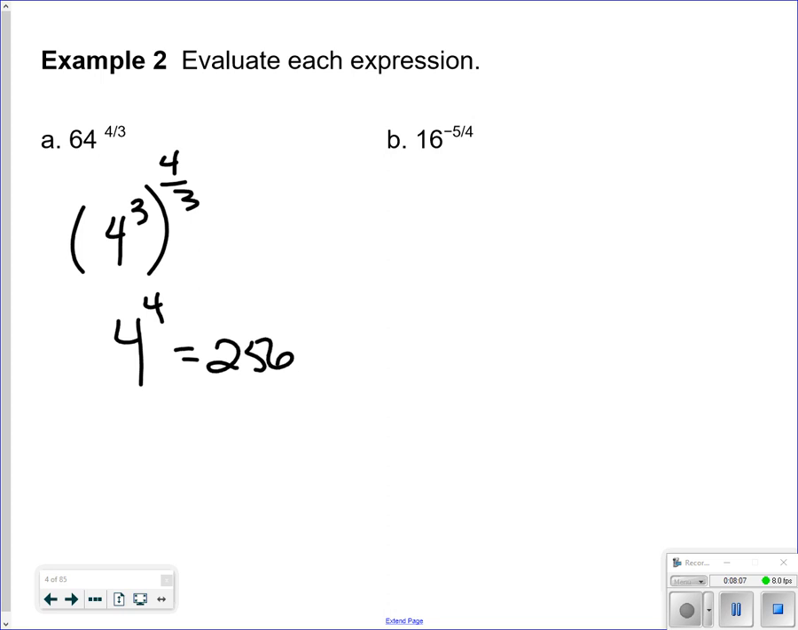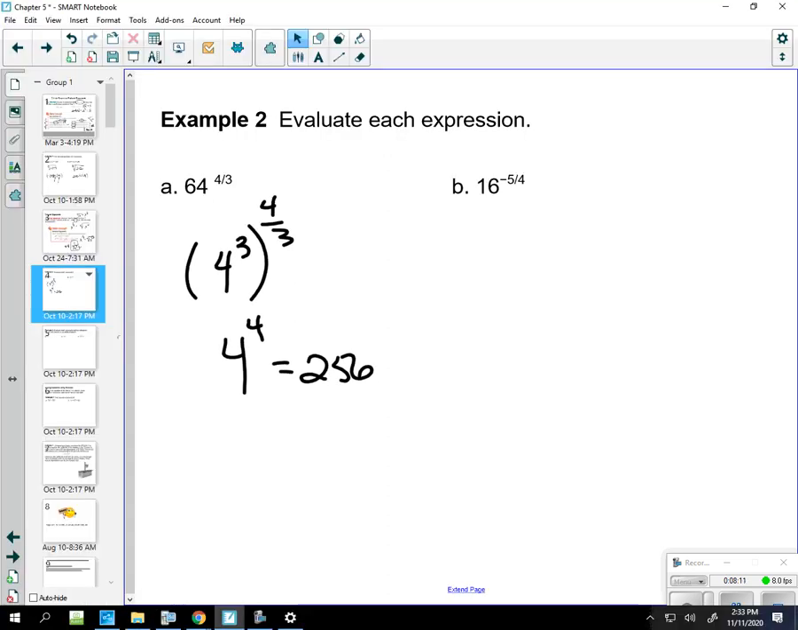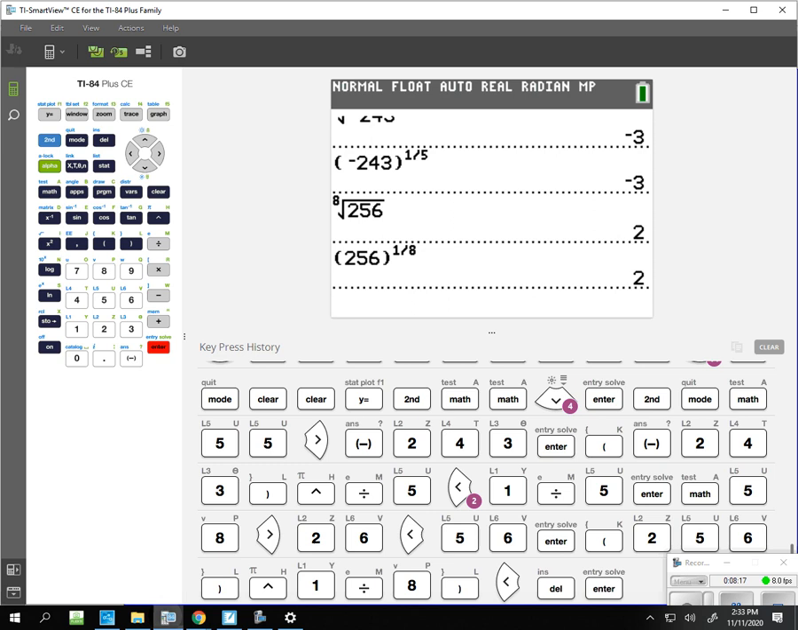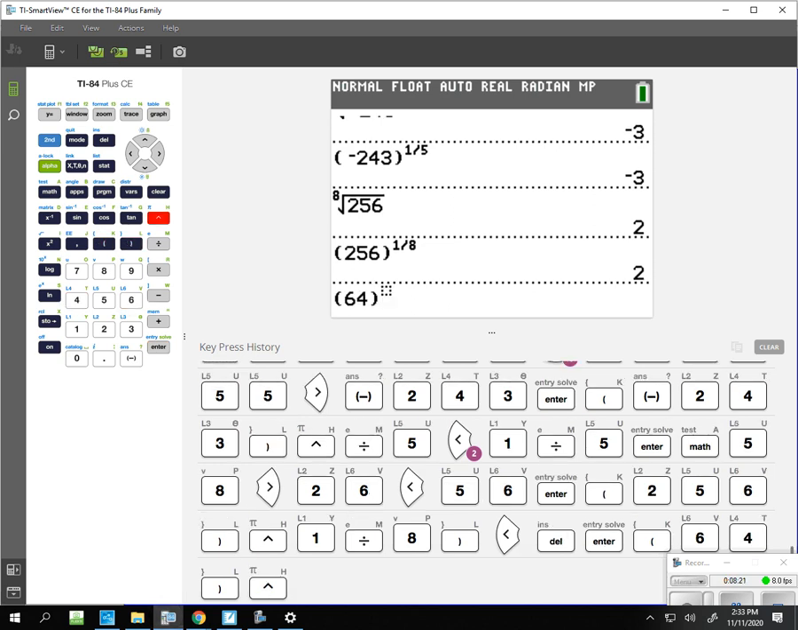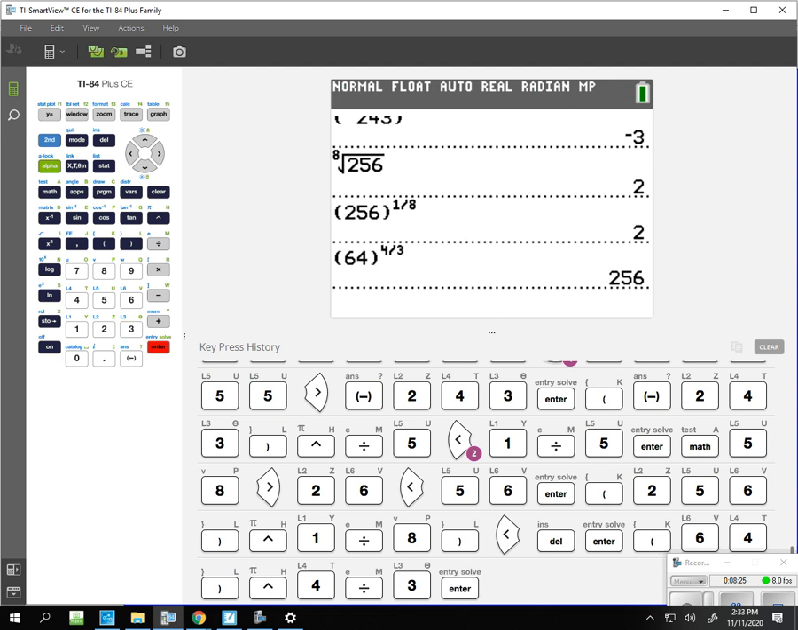Let's check myself. Let's see if I'm right. So I'm going to go to my calculator now and type in 64 raised to the 4/3 power. Let's see if I'm right. So 64 raised to the 4/3 power. Hey, look, I got it right.